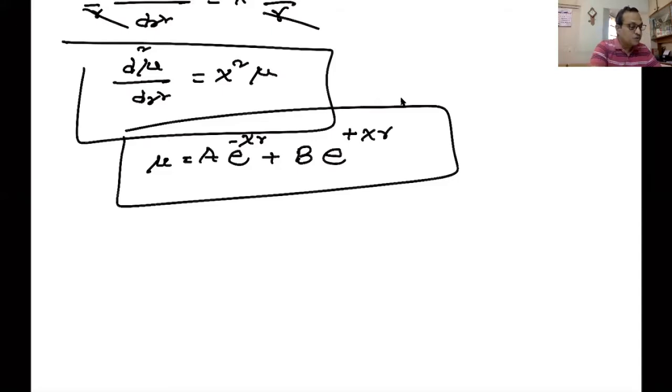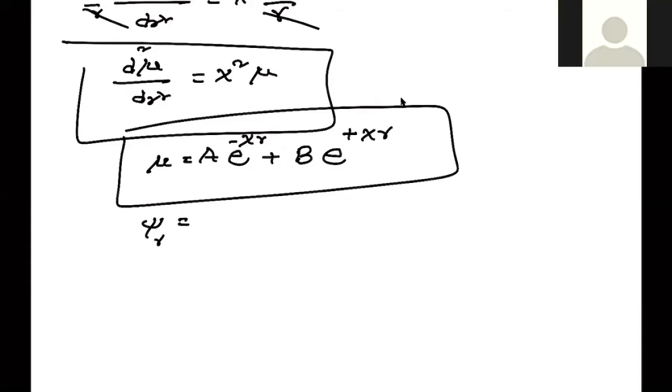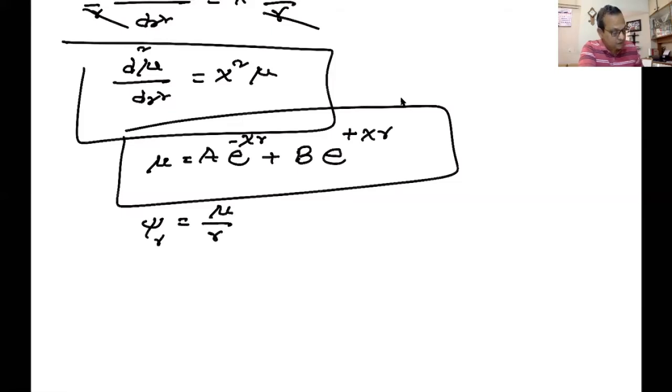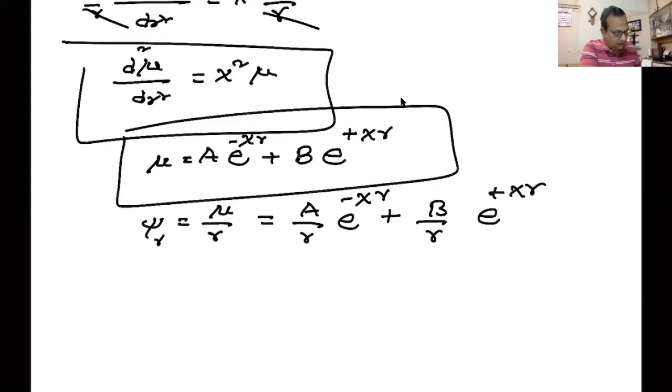The solution of such a differential equation basically is mu is equal to a e raised to minus chi r plus b e raised to plus chi r, is it not? Yes. The generalized solution for this equation is this. So now if I put it into psi r, psi r is equal to mu by r is equal to a by r e raised to minus chi r plus b by r e raised to plus chi r. This is my psi r.